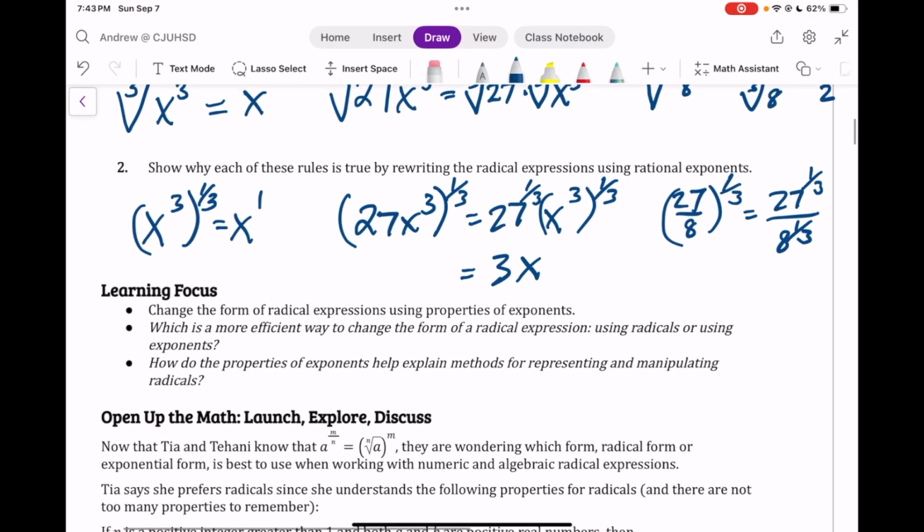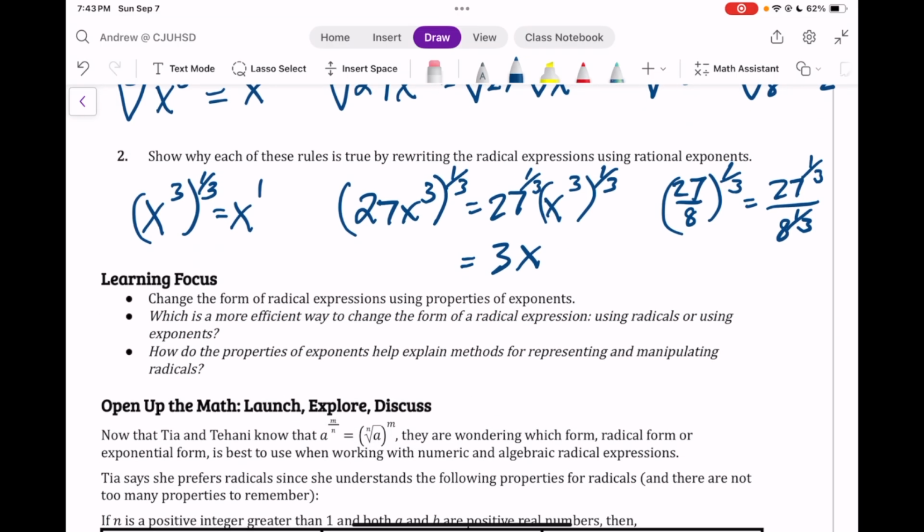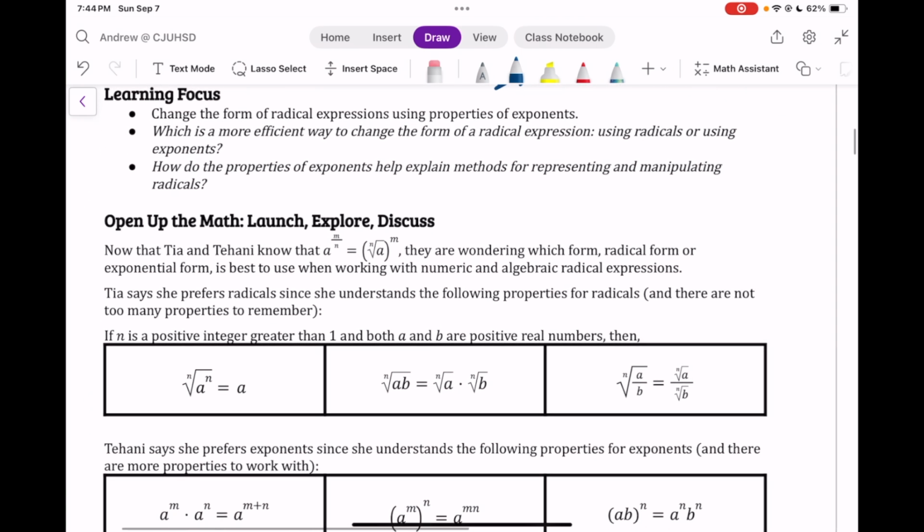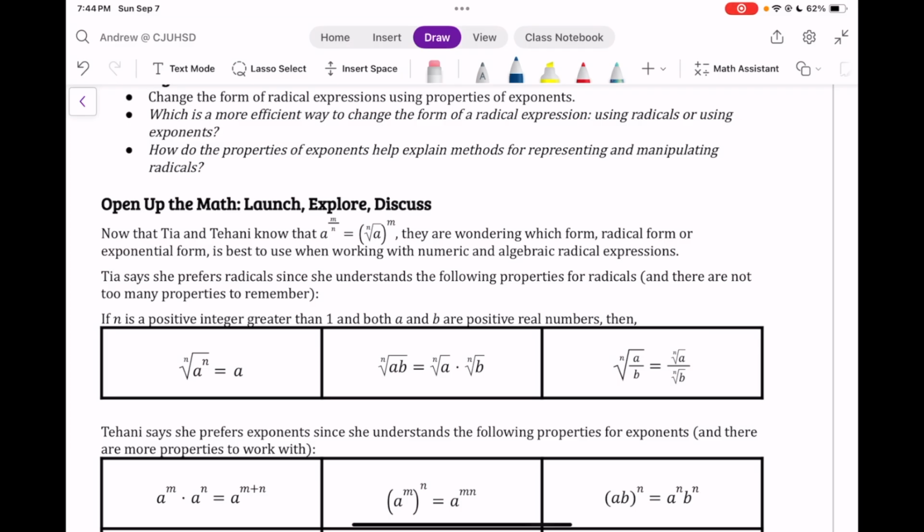All right, let's move in now to the launch, explore, and discuss. It says, now that Tia and Tehani know that a to the m over n equals the nth root of a taken to the m power, they're wondering which form, radical form or exponential form, is best to use when working with numeric and algebraic radical expressions. Tia says she prefers radicals since she understands the following properties for radicals. And there's not too many to remember.